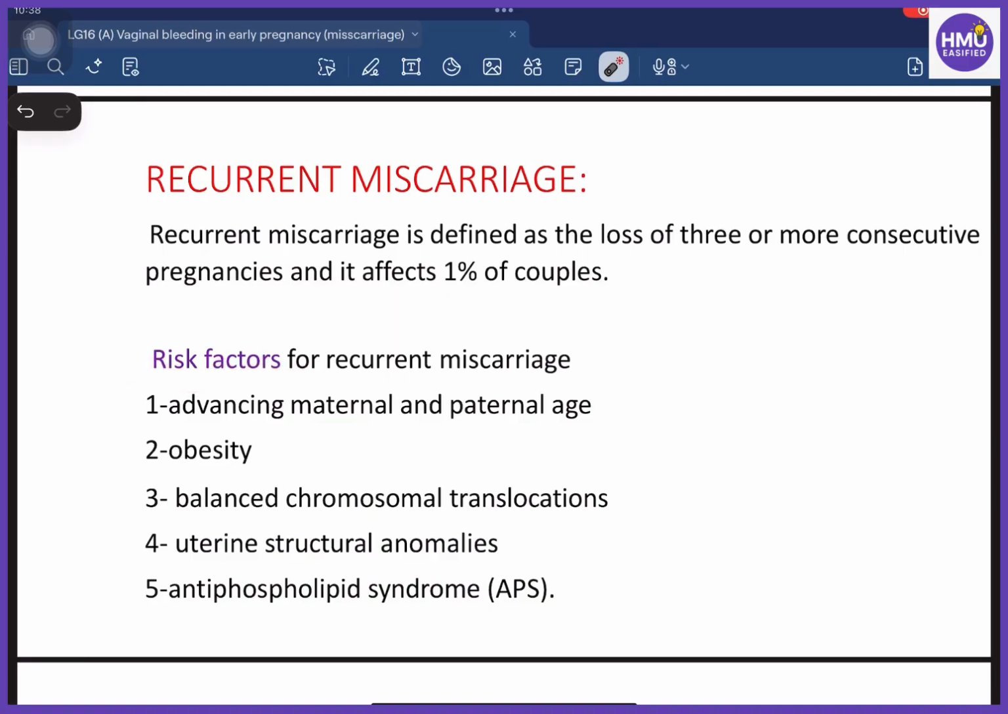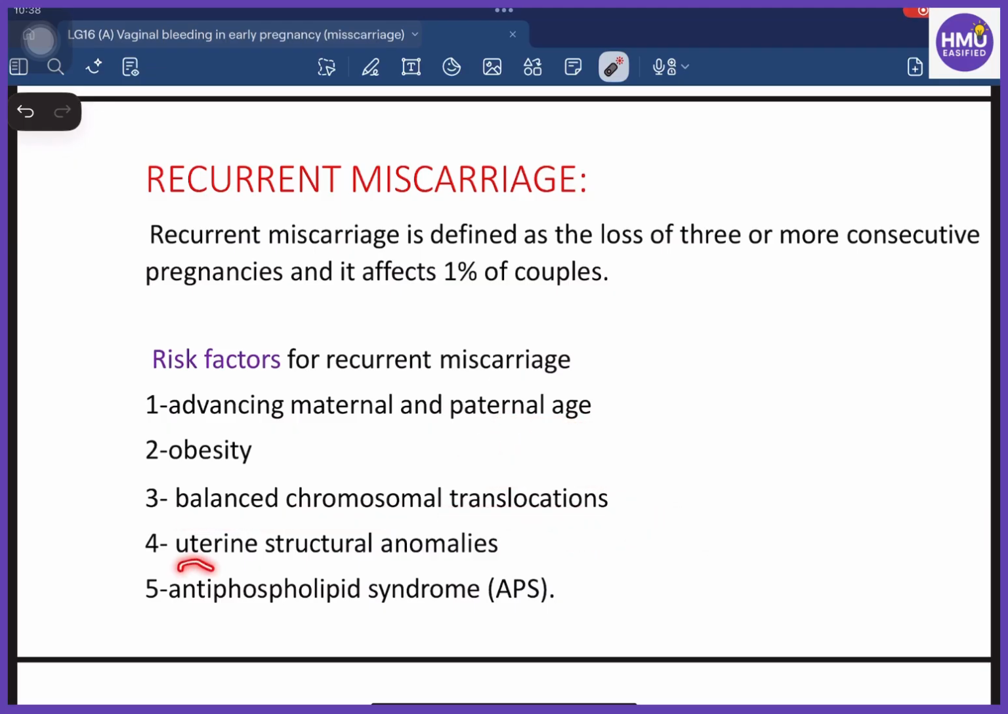What are the risk factors? Advancing maternal and paternal age, because the sperm and the egg quality gets worse. Obesity, because it's associated with comorbidity and a lot of diseases like diabetes, hypertension, and so on. It's bad for pregnancy. Balanced chromosomal translocation, and later there is no gene deletion, but there will be translocation.